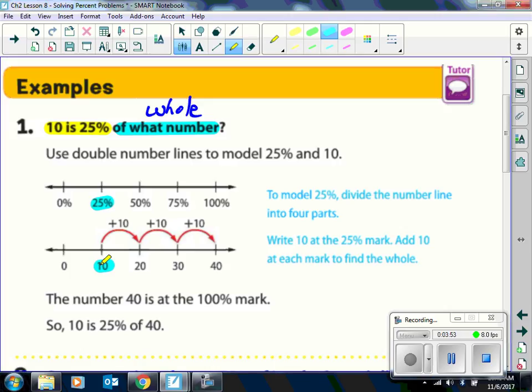Down here, if we're counting from 0 to 10, of course, we're going to count by tens. So this is going to be 10 plus 10, which is 20, and plus another 10, which is 30, plus another 10, which is 40. Is everybody with me? So now we want to know what the whole is. And if we're looking at the whole, that is 100%. So if I'm looking at 100%, there's my 100%. What's my whole? 40. So the number 40 is at the 100% mark. So 10 is 25% of 40.